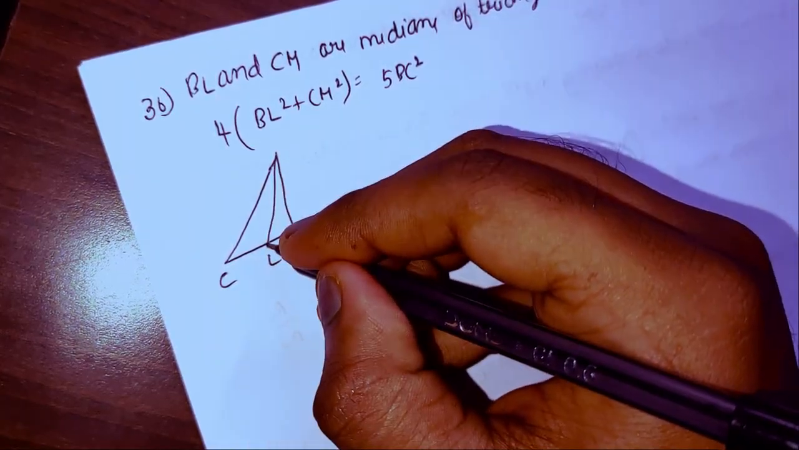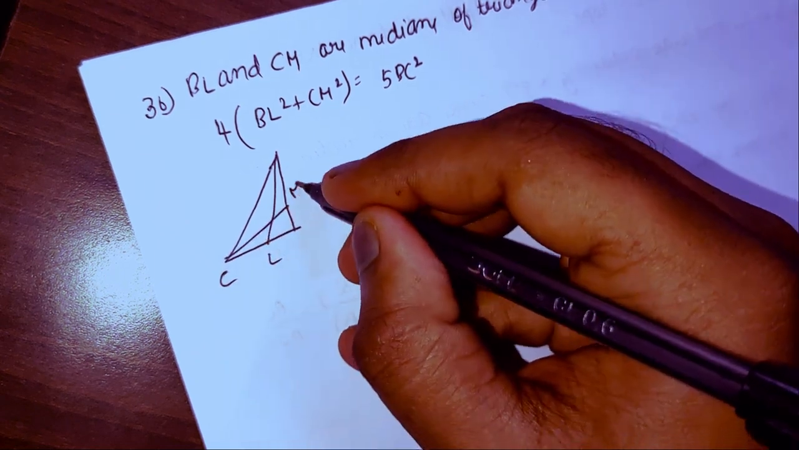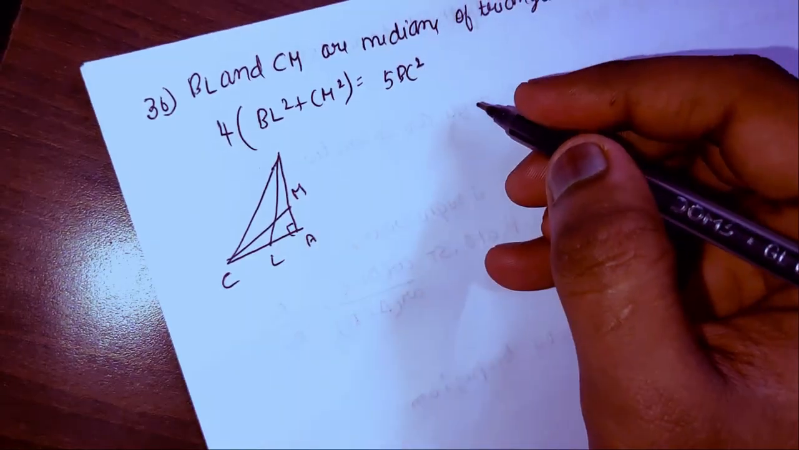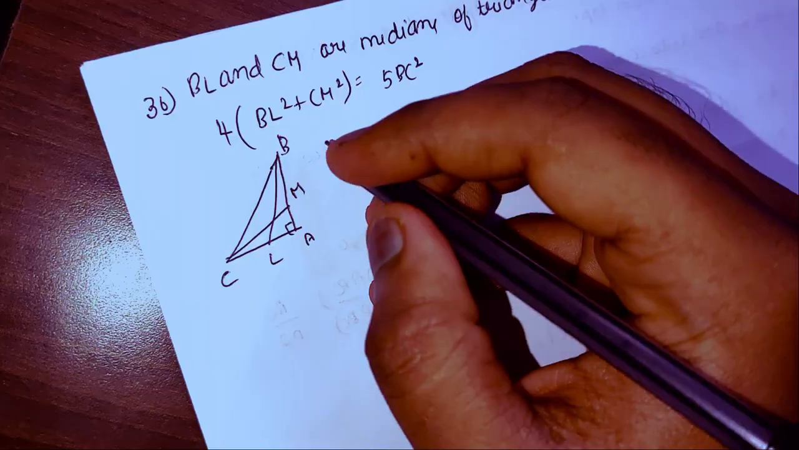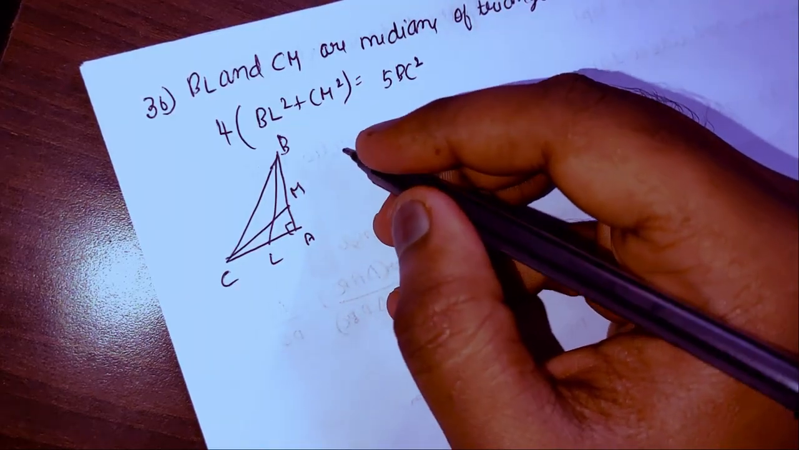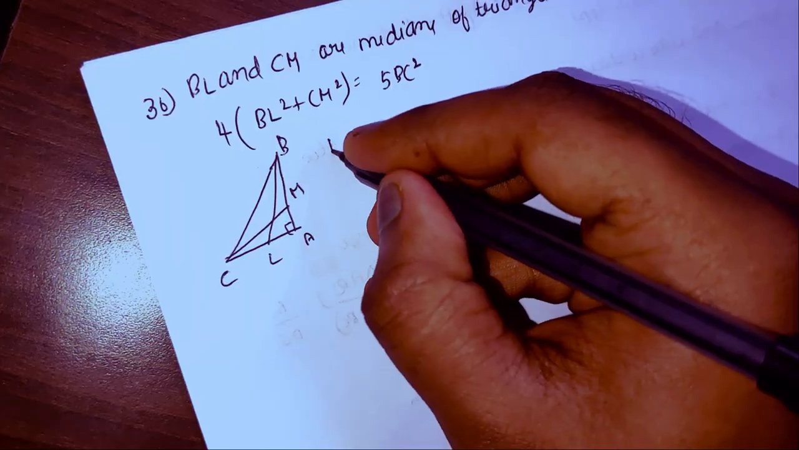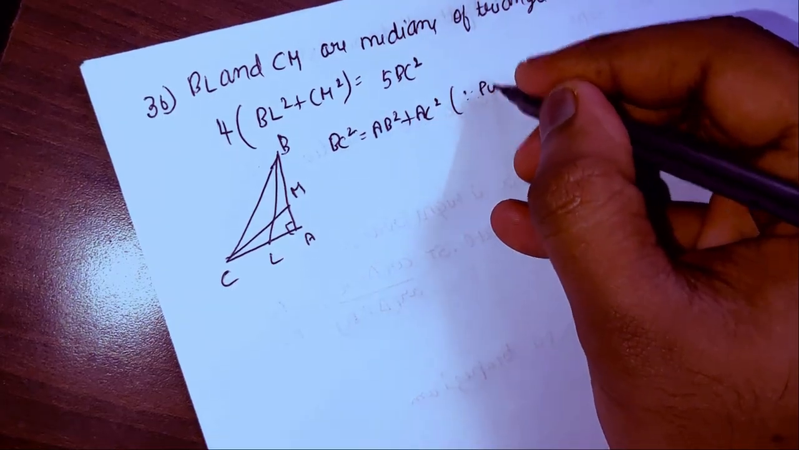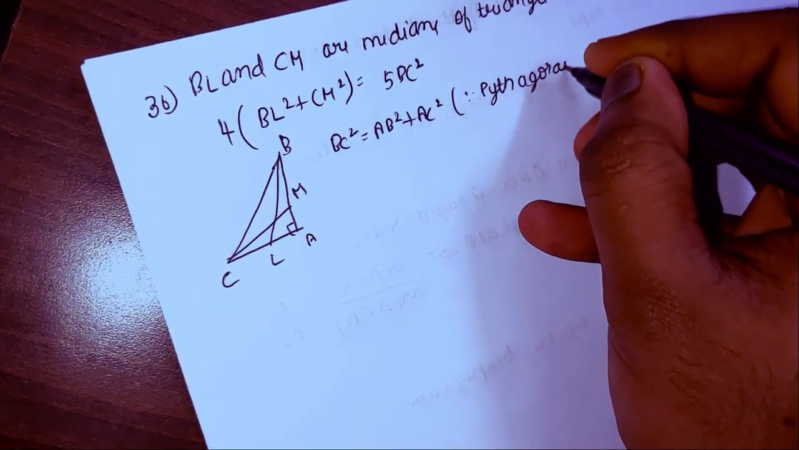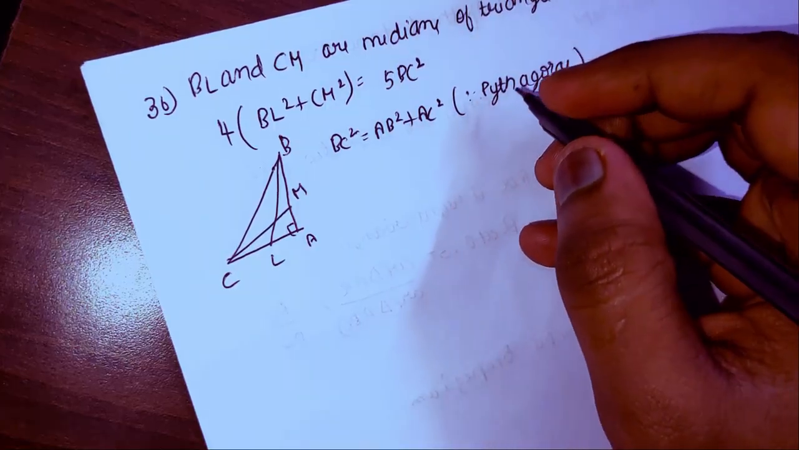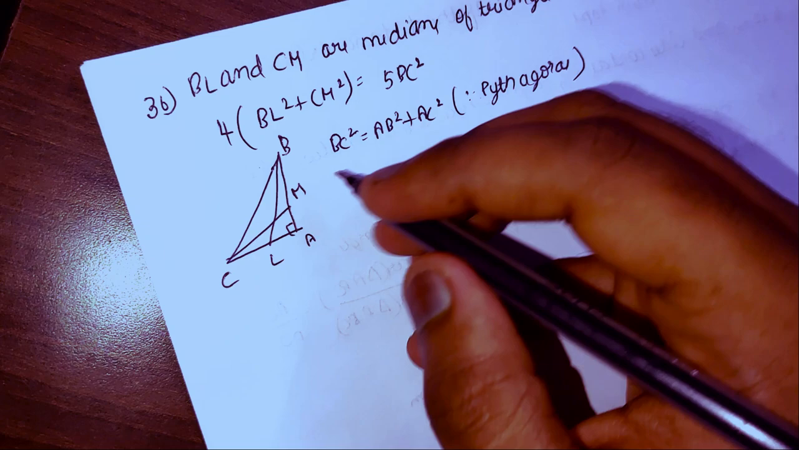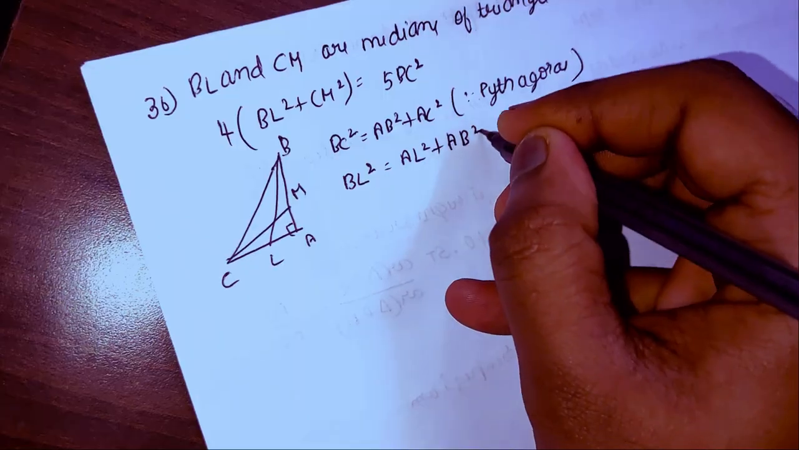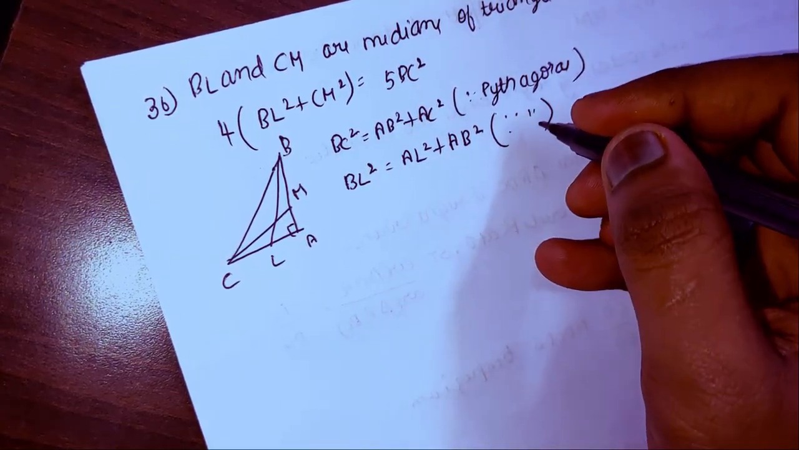C, this is L, this is M, this is A. This is given right angled at A. From triangle ABC, you can take that BC square is equal to AB square plus AC square. This is by Pythagoras theorem. In triangle ABL, you can write BL square is equal to AL square plus AB square. This is also same by Pythagoras theorem.